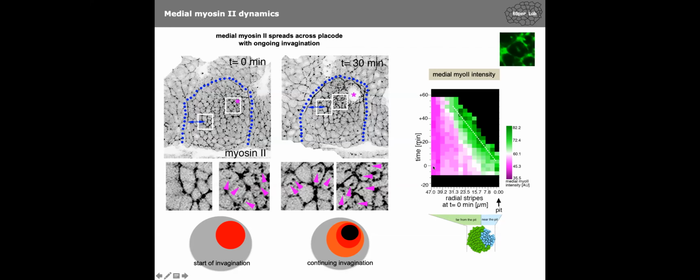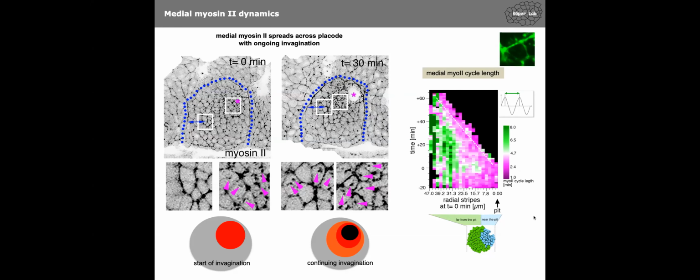So if we quantify this from many different movies and plot it over time, here on the y-axis is time, where zero is when the tissue bending starts, and this covers about 80 minutes of the process. And again, this is the distance down here, with the invagination point at the beginning of the movies on the right-hand side, the pit. Then you can see that the highest intensity of medial myosin, plotted here in green, is always tracking right in front of the invagination point. So always the cells that are right in front will switch on very high medial myosin intensity.